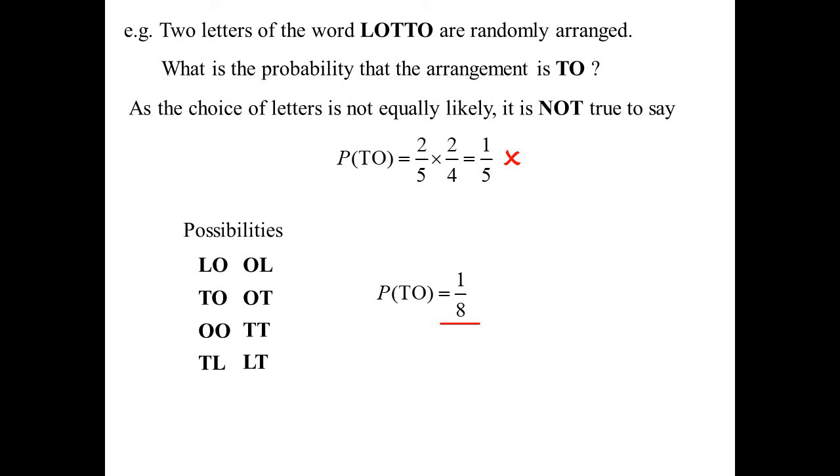Exactly right, because the order is important here. When we're looking at words, TO is different to OT. So the first one didn't take that into account. It simply said, probability of grabbing a T, then probability of grabbing an O. Whereas the second one is saying, no, depending on the order you grab that T and the O, you get a different word.